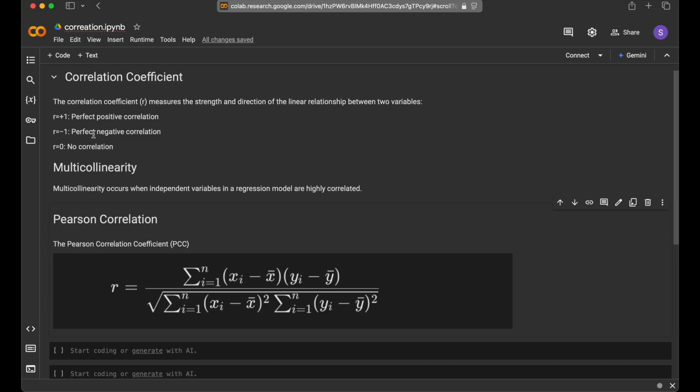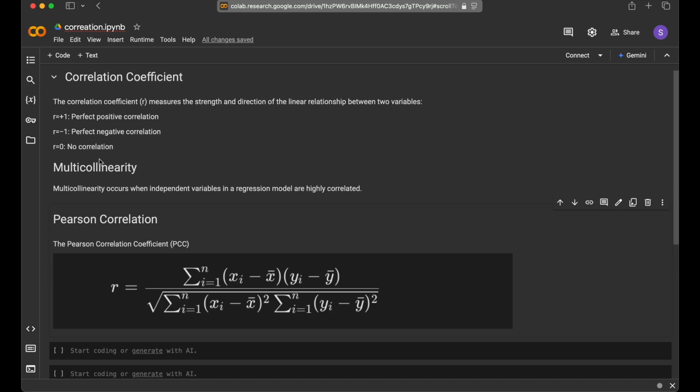With positive correlation, the two variables move in the same direction. Example: height and weight individually often have a positive correlation. Negative correlation means two variables move in the opposite direction. Example: outdoor temperature and heater usage often have a negative correlation.